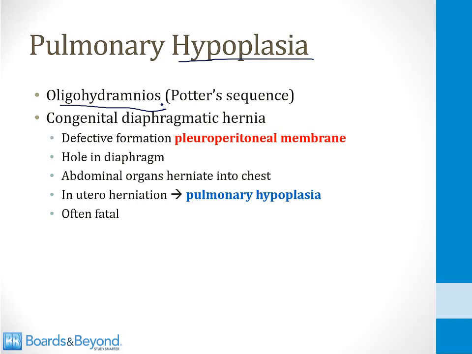That's oligohydramnios. That's when there isn't enough amniotic fluid for the baby to swallow and fill the lungs. And for this reason, pulmonary hypoplasia is one of the components of Potter's sequence, which I talk about in the renal embryology videos.